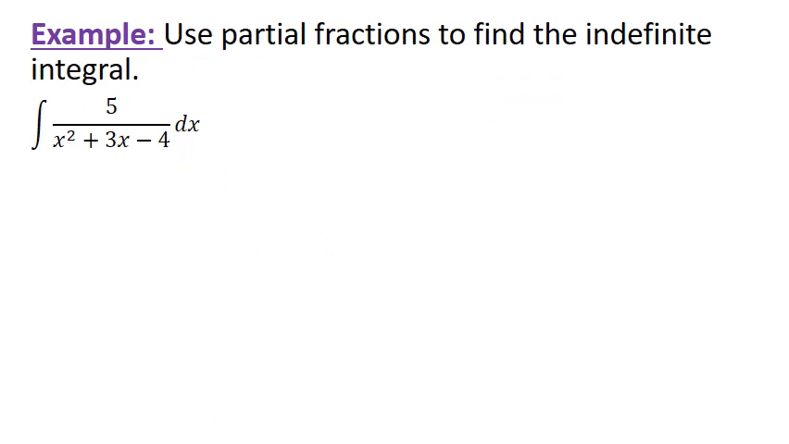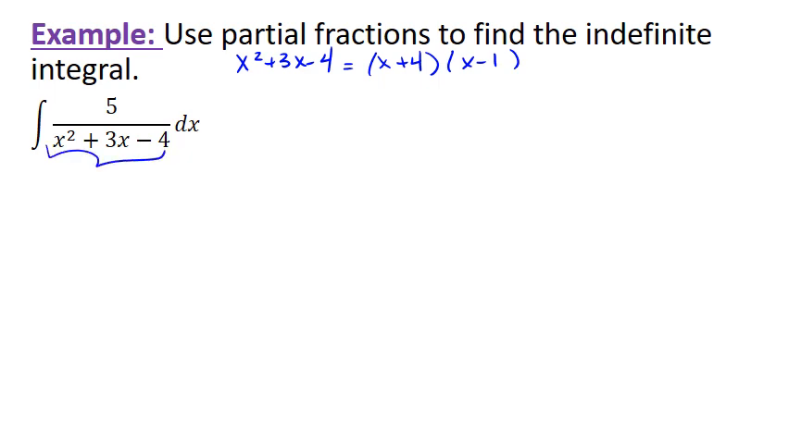So here in this example it says use partial fractions to find the indefinite integral, which is given here. So the first thing I need to do is look at the denominator and factor that. You might want to pause the video for a moment and see if you were able to successfully factor this. When you factor this, you should end up with factors of x plus 4 and x minus 1. These are the factors that we'll use when rewriting this polynomial.